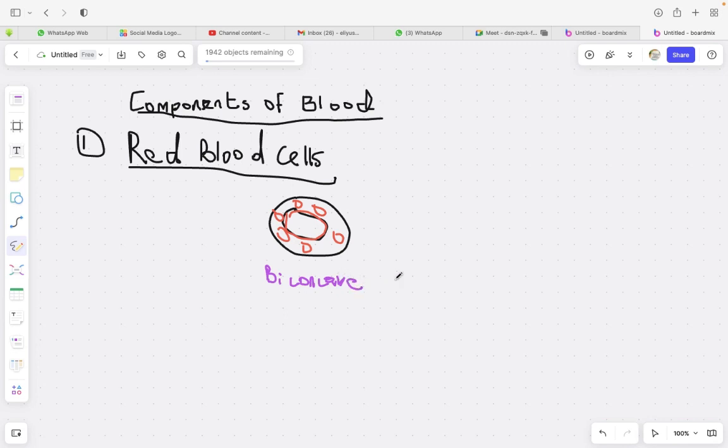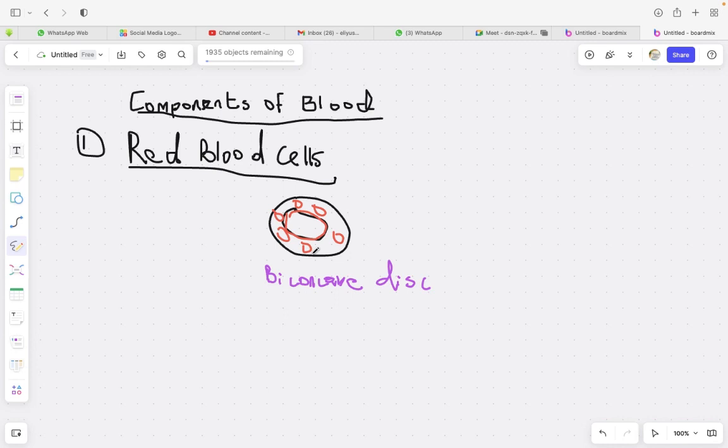So that's the red blood cells. We just described their shape. We say they're round, and in the middle it looks as if we've scratched them with our thumbs, and for that reason they are described as a biconcave disc.